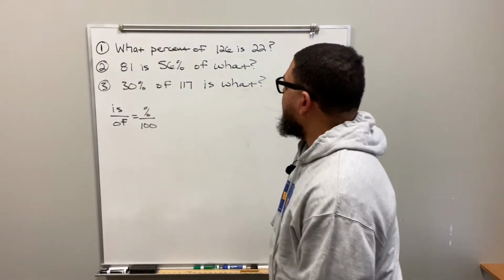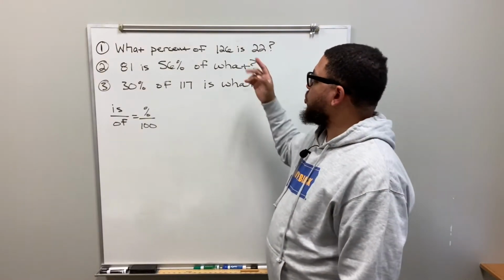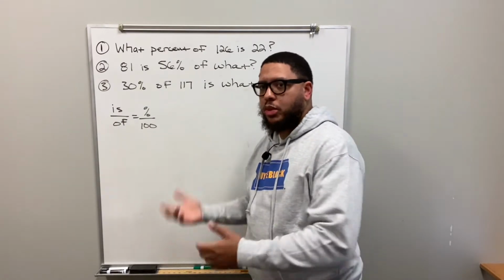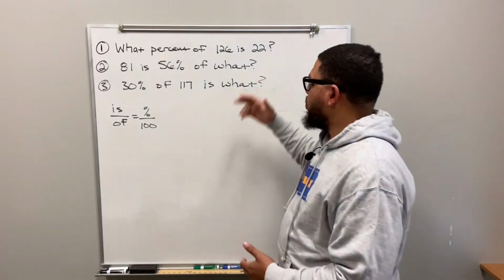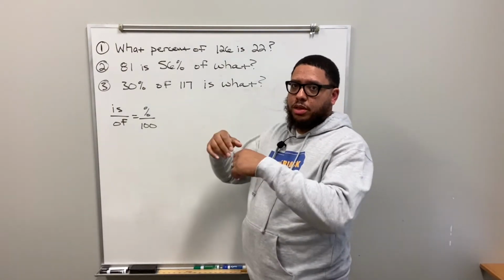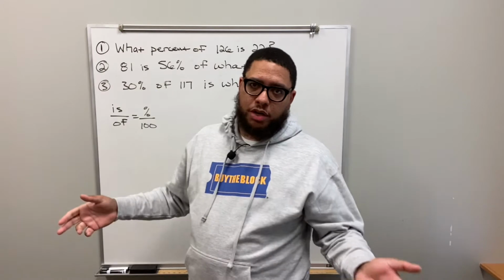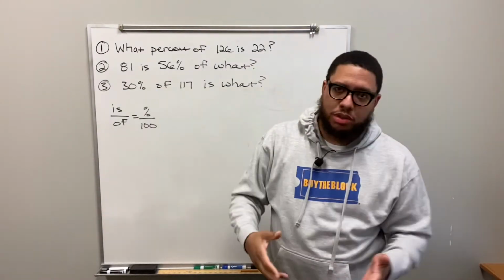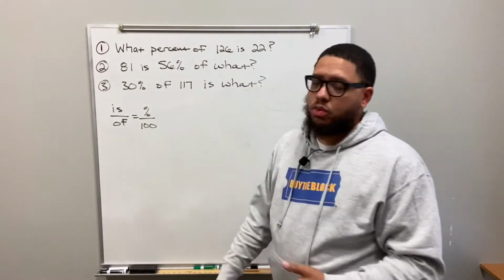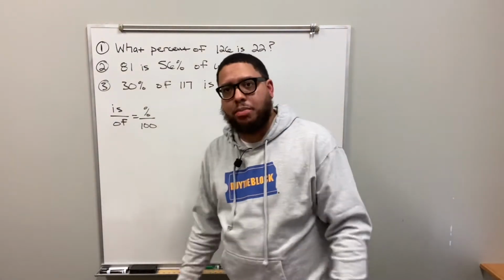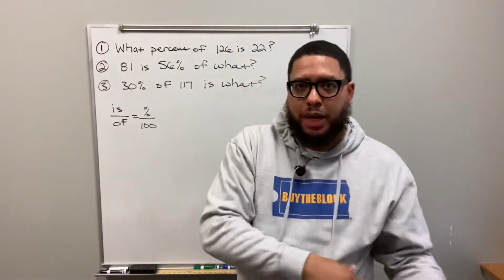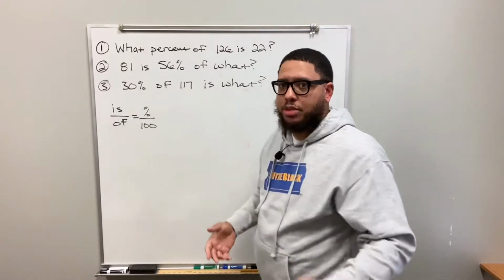So, number 1 says, what percent of 126 is 22? So what percent is that? What percent out of 126 is 22? So if you got 22 of something out of a whole amount of 126, let's say it's 126 people somewhere, and 22 of them got on black shoes, right? So we want to know what percentage of the people got on black shoes. It's 126 people all together, and 22 of them got on black shoes. So what percentage does that represent?